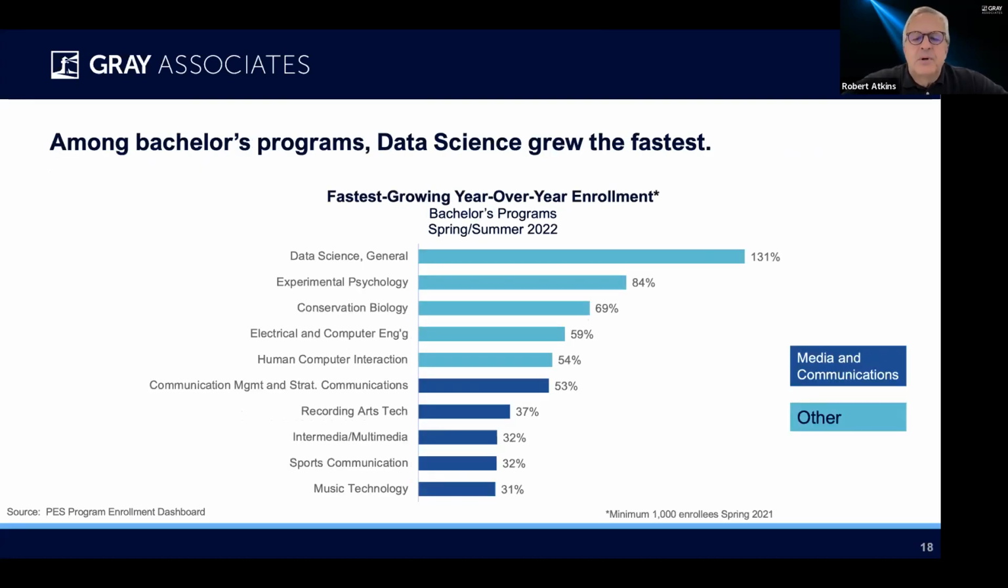Now, among bachelor's programs, data science actually grew the fastest. So again, already a big program, and now sustaining very rapid growth. Experimental psychology was up, conservation biology, electrical and computer engineering, human-computer interaction. We'll talk more about that in a minute.